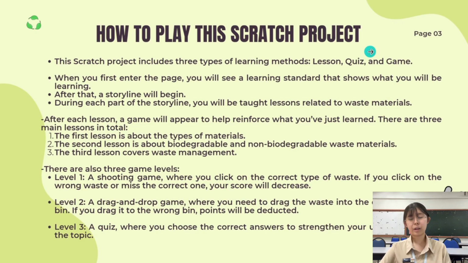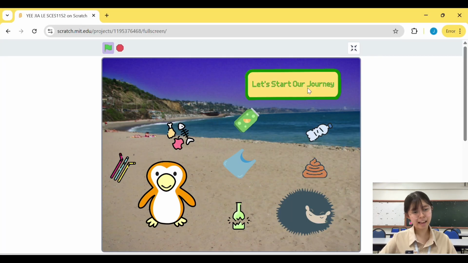The third one is a quiz, where we choose the correct answer to strengthen our understanding of the topic. This quiz helps students review and recall key knowledge, ensuring they remember what they have learned. The remaining story and games will be shown later. Let us start to explore the next storyline. This is the next storyline.